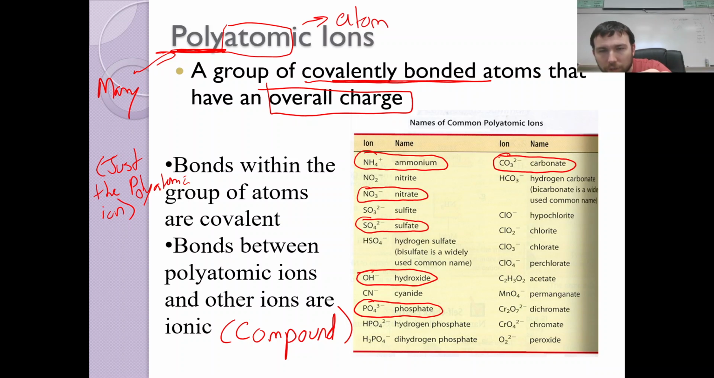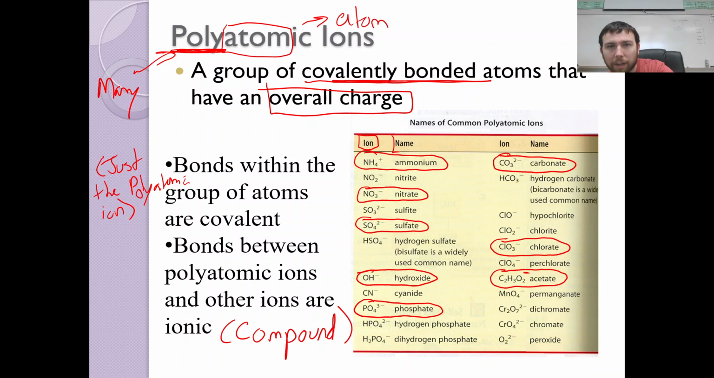carbonate, CO3 2-, chlorate, ClO3 1-, and then acetate. Now that should have a minus sign on it, but C2H3O2 1-. Those are the only polyatomic ions that you guys are going to see in the scope of this particular class. So I would encourage you in your notes or something like that, I would write down each of those. I would start by maybe making 2 columns, and at the top of one column, I would write ion.